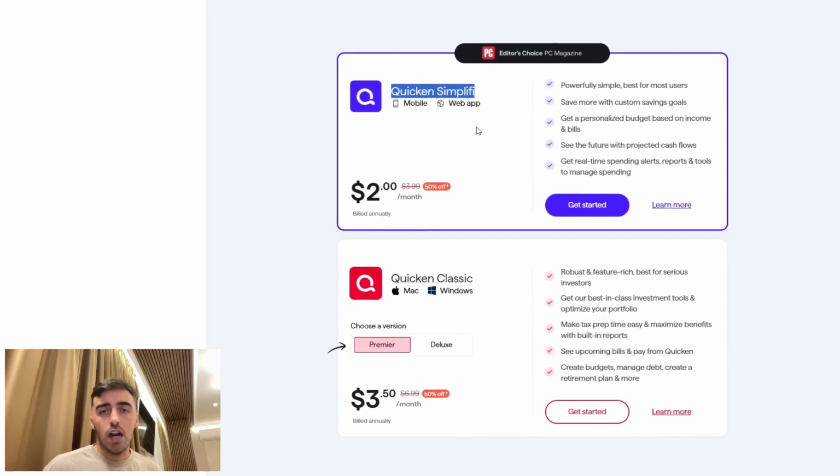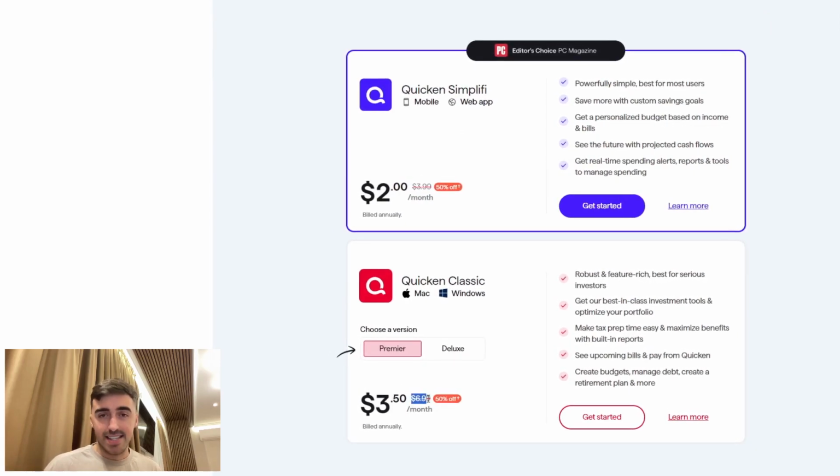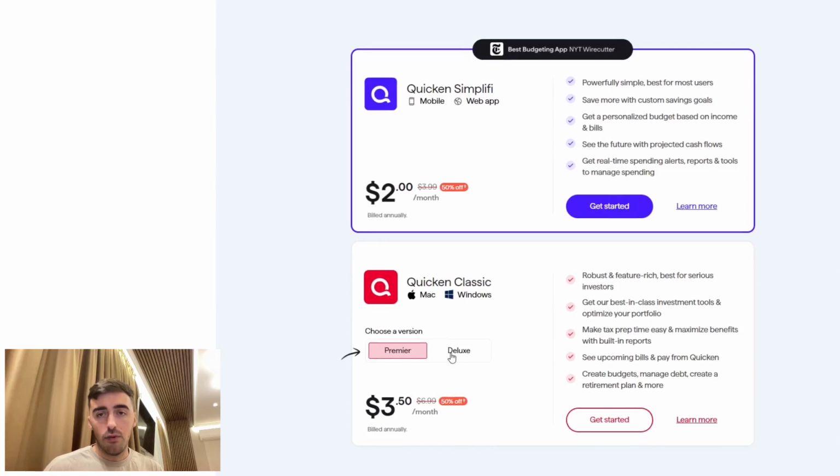In regards to Quicken, the price you're going to pay will depend on which of the 3 available plans you choose. The standard plan is Quicken Simplify, which is going to cost you $3.99 per month, while the Premier or Deluxe version of Quicken Classic is going to cost you $6.99 or $4.99 per month respectively. Another thing that I would like to mention is that with Quicken, you are not allowed to pay monthly, instead you're going to be charged annually upfront.